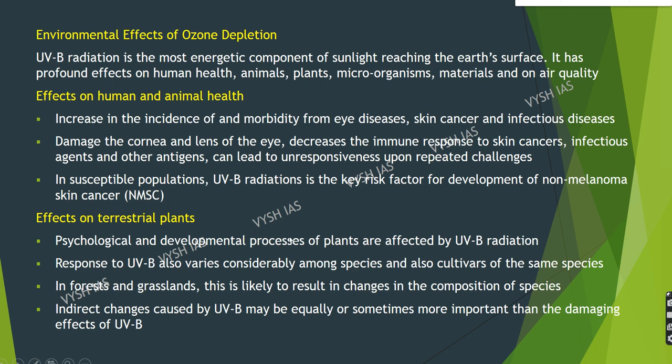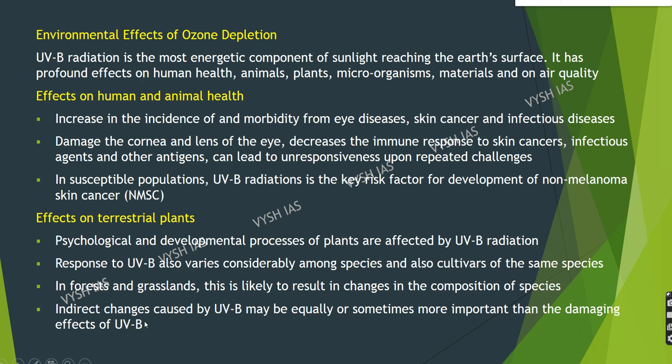Effects on terrestrial plants. Physiological and developmental processes of plants are affected by UVB radiation. Response to UVB also varies considerably among species and also cultivars of the same species. In agriculture, this will necessitate using more UVB-tolerant cultivars and breeding new ones. In forests and grasslands, this is likely to result in changes in the composition of species, affecting biodiversity in the ecosystem.